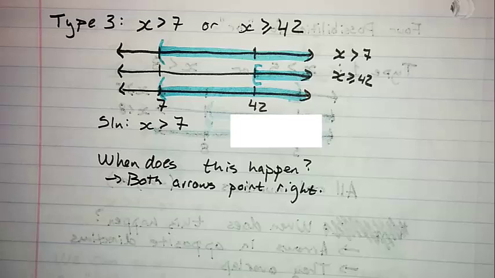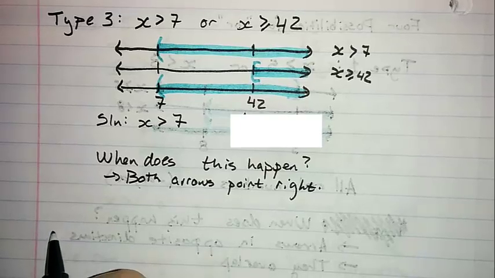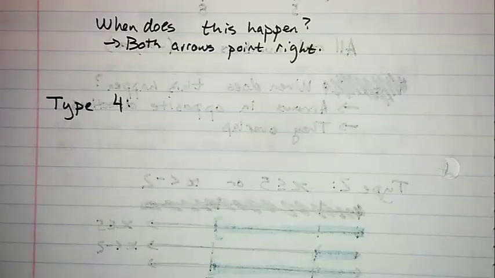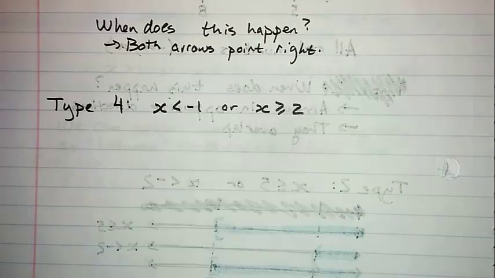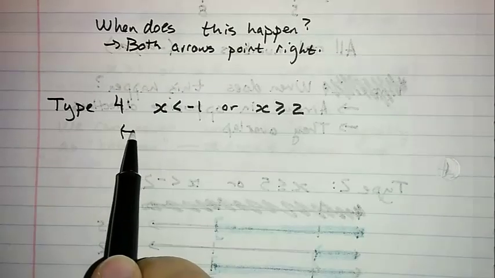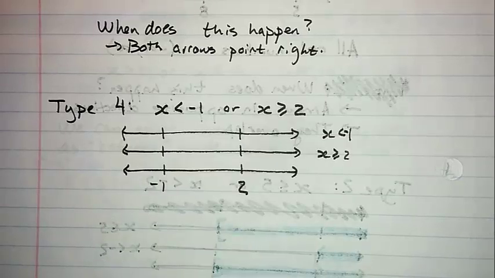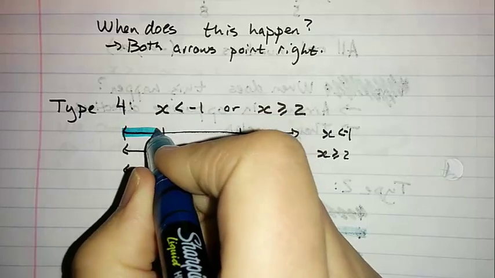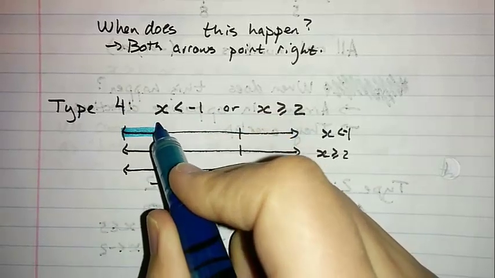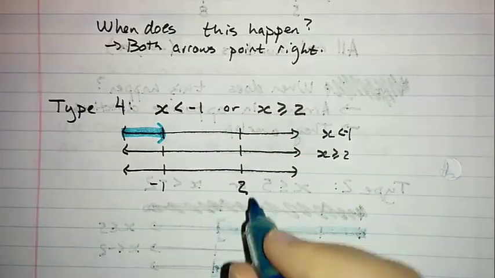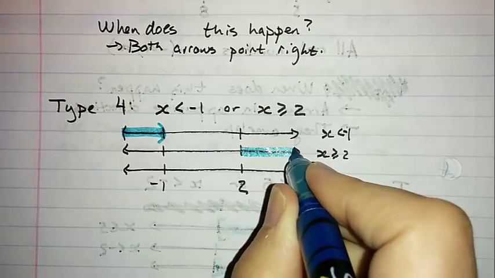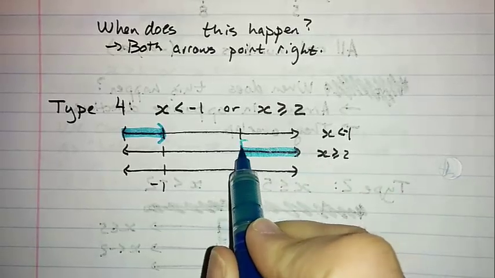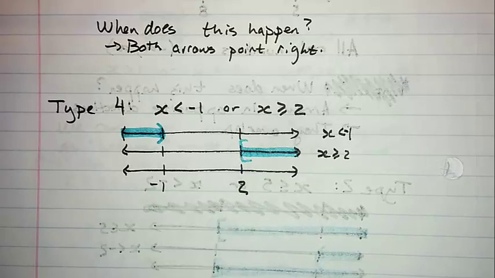You've probably already guessed the last possibility. The last possibility has as an example x is less than negative 1 or x is greater than or equal to 2. What do these look like? Well, here's x is less than negative 1 with a round bracket. Here's x is greater than or equal to 2 with a square bracket.